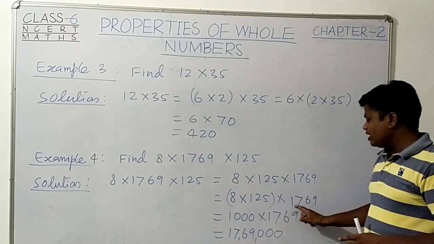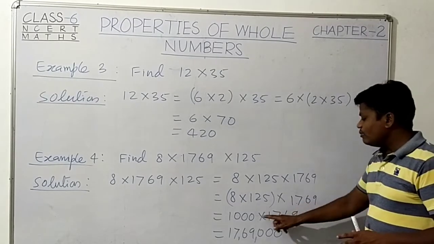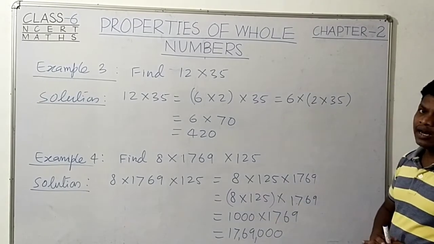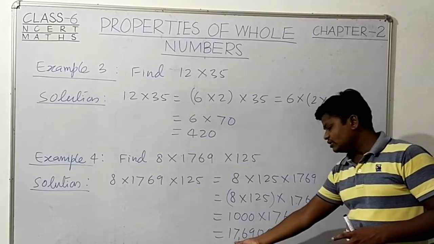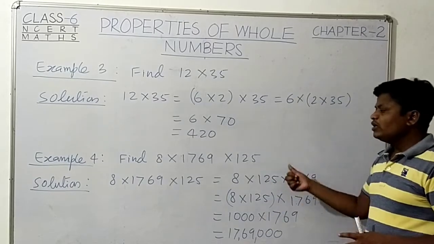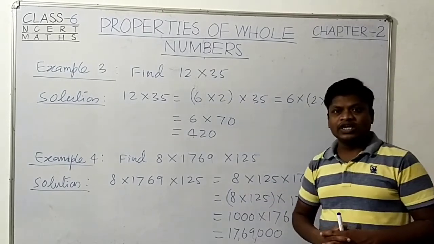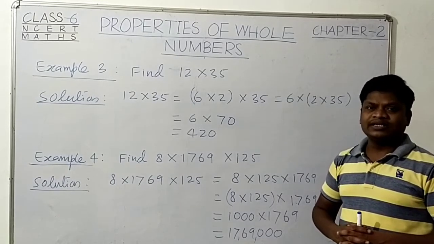Now the multiplication of 1769, which is a very big number, right? So इसको अब यहाँ पर 1000 से multiply करना बहुत ही आसान हो गया है. Now finally we will get the answer 17,69,000, right? So that is the use of the property of associativity of the whole numbers, right? Now we will see the next example.